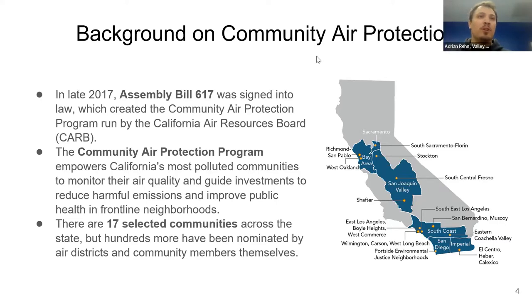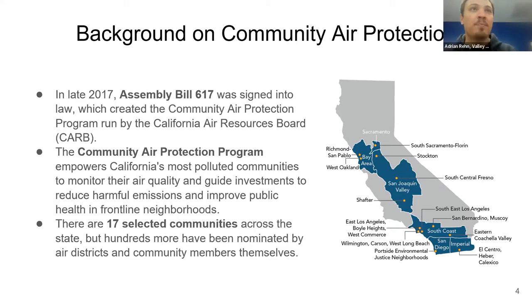Really what this program is all about is empowering California's most polluted communities with actual decision-making power to address their environmental justice issues in their neighborhoods. There are currently 17 selected formal communities around the state. North Sacramento and Oak Park are not part of this group. You'll see that South Sacramento Florin is on this map.